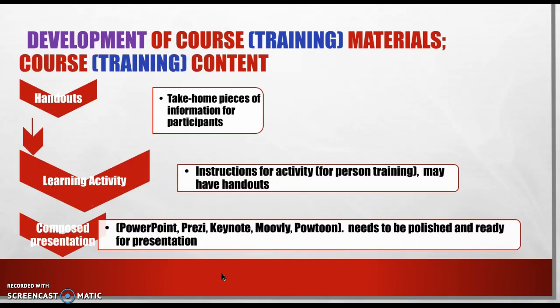The last part of the project is the development of course or training materials, and then the training content, if you will. This is 3 different pieces worth 200 points total. The first one is any handouts that you have, maybe a cheat sheet, maybe visuals that you use during training that the participants can take home. This is worth 25 points.